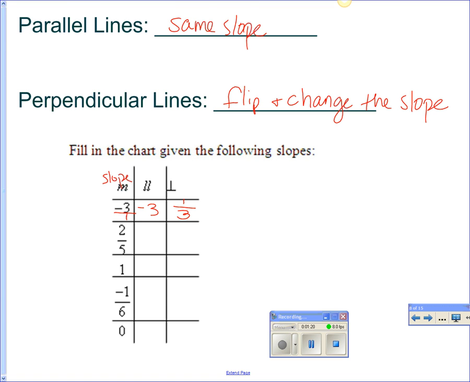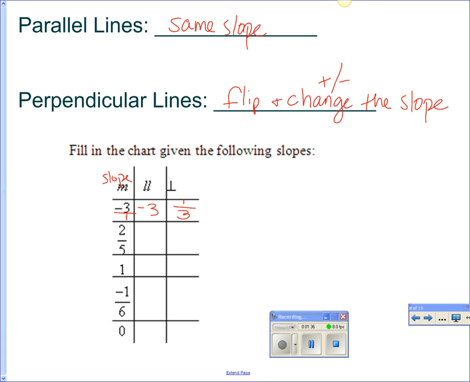I'm not there yet. Change the slope means it goes from a negative to a positive. That's what I mean by change. Positive and negative changes. This whole number is negative. This whole number is positive, is what it goes to.